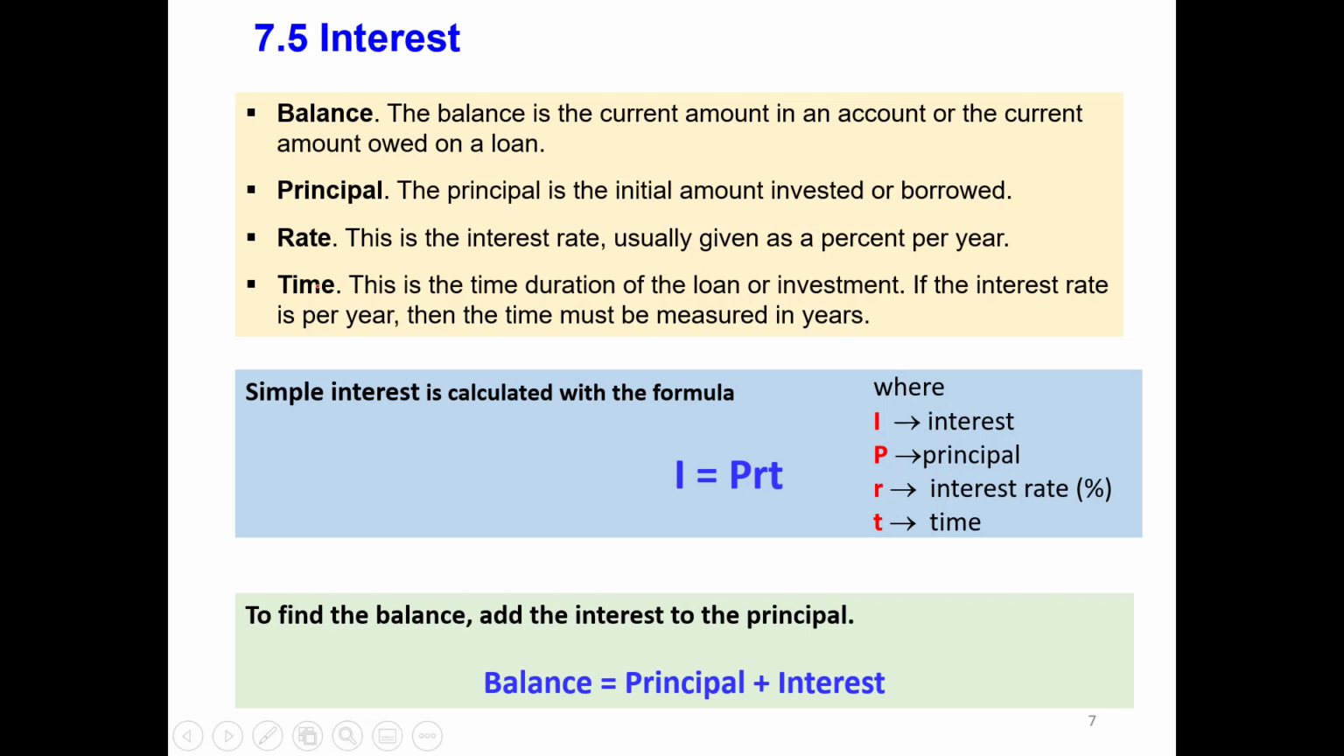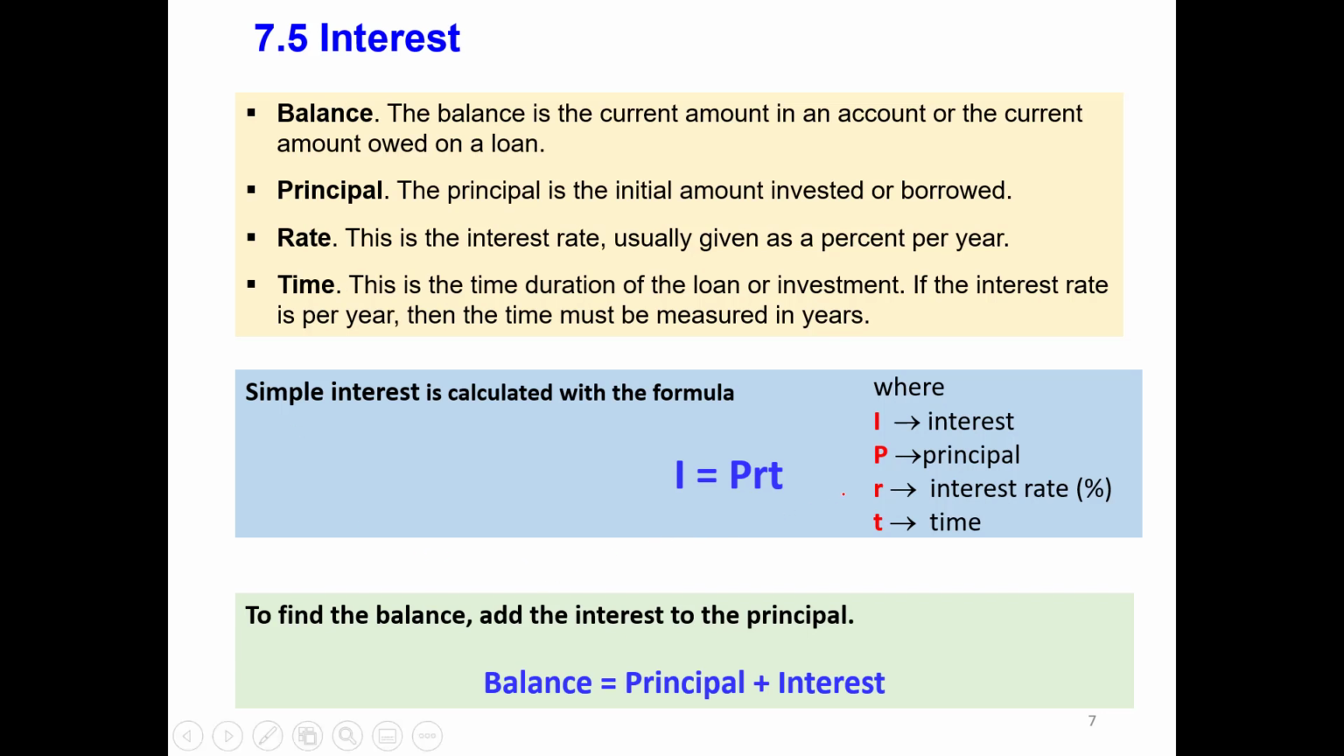The time is the time duration of the loan or investment. If the interest rate is per year, then the time must be measured in years. And if the time is in years, the rate must also be per year. And we have to be careful with that part. Rate and time must be in the same units, yes. And usually in this course we will work in years.